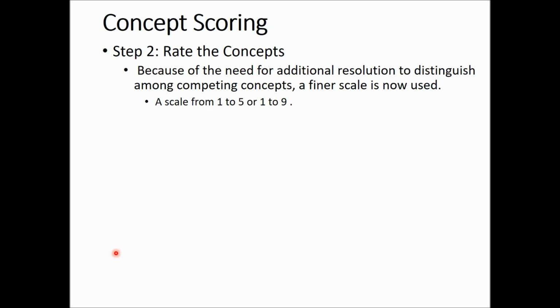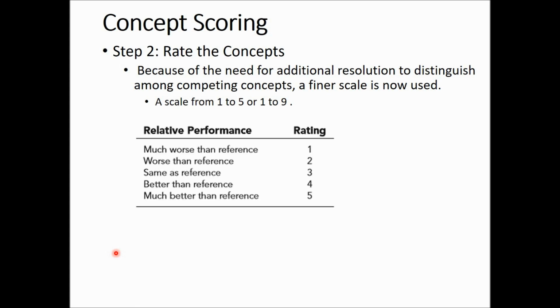So step 2 is rating the concepts. You could either use a 1 to 5 scale rating or a 1 to 9 scale rating. The rating is of course based, again, on the reference. So much worse than the reference could be rating 1 in a 1 to 5 scale, and much better than the reference would be rating 5. So anything in between could be worse than the reference, same as the reference, or better than the reference. So you could use the same rating assignment in comparison with the reference.